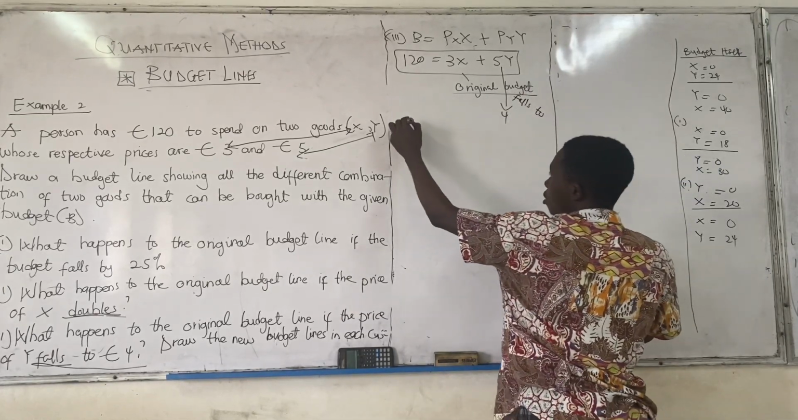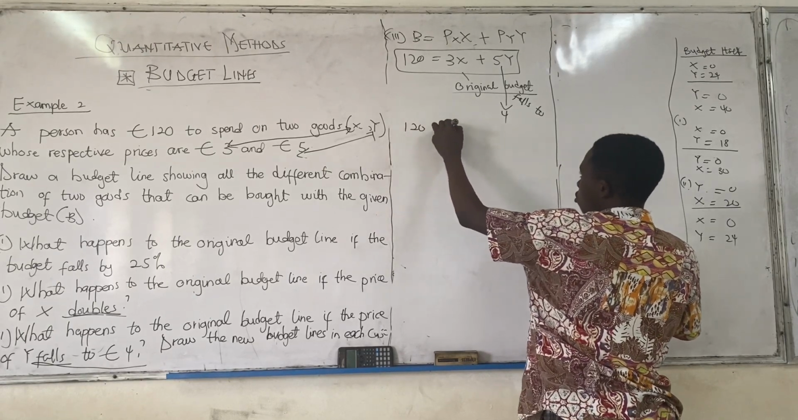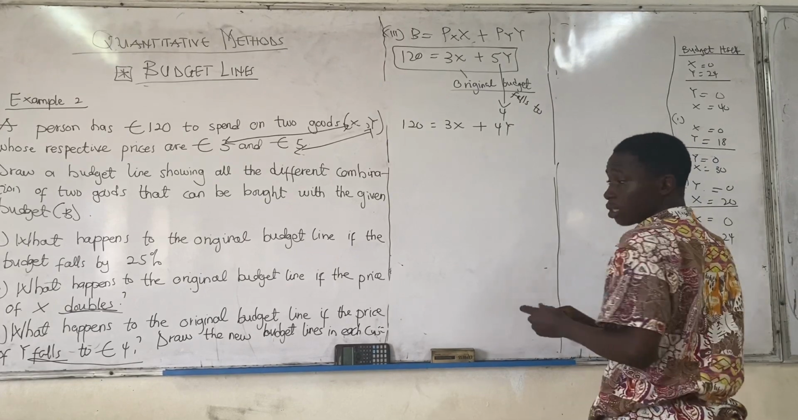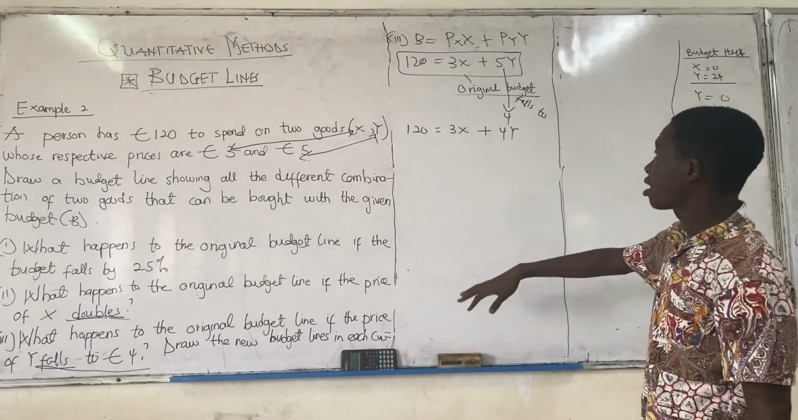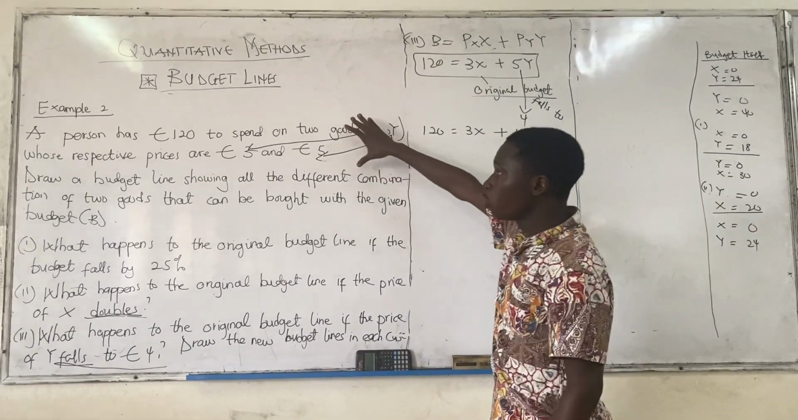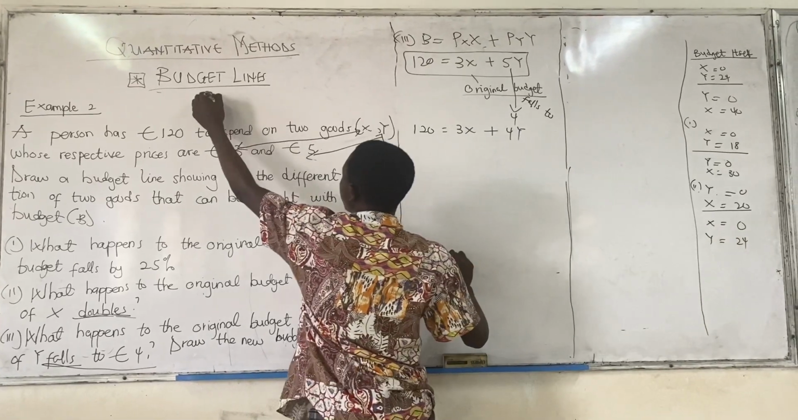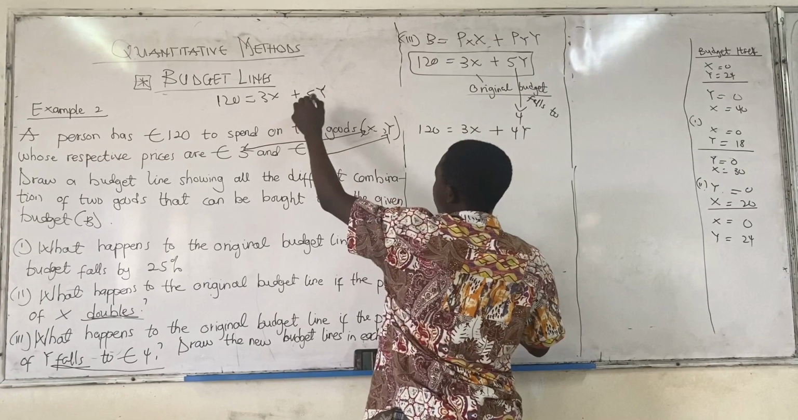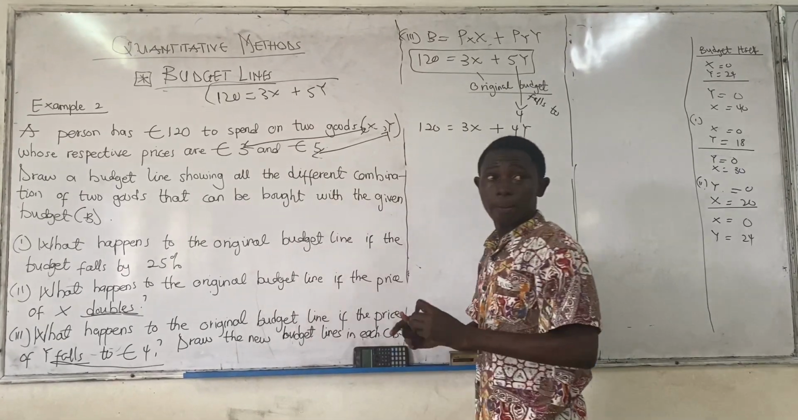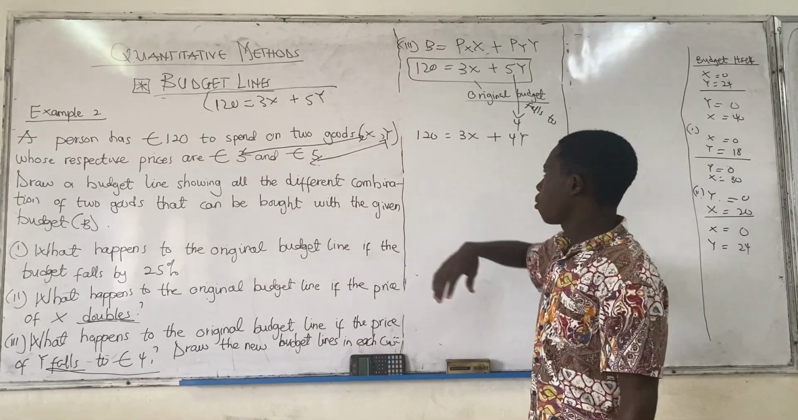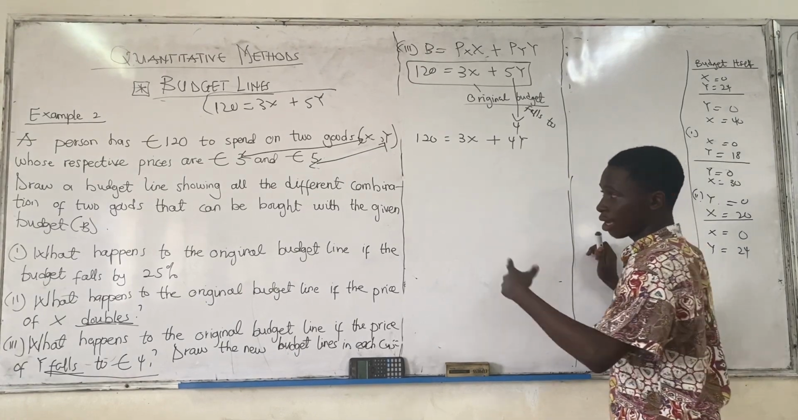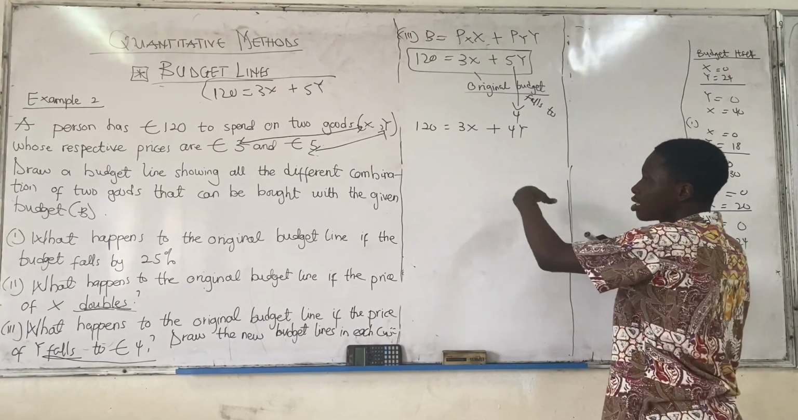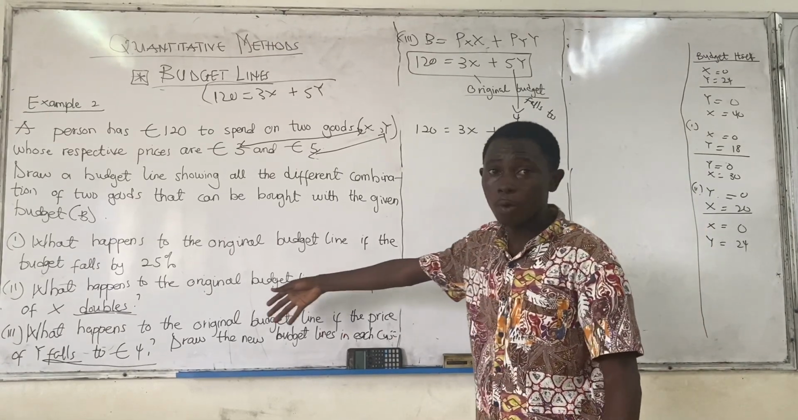Someone might ask you why is that the original budget itself we know we had for the question was 120 is equal to 3x plus 5y. You know this is the original budget line itself for the question. But since you started calculating or moving on, it started changing. The reason why it started changing was that it was based on the question that we were given.